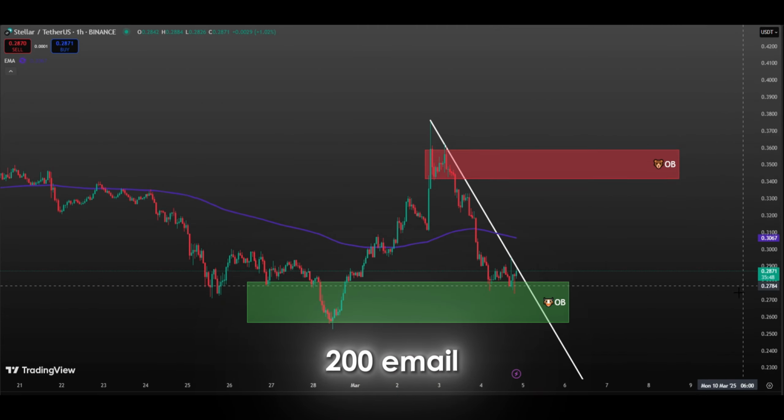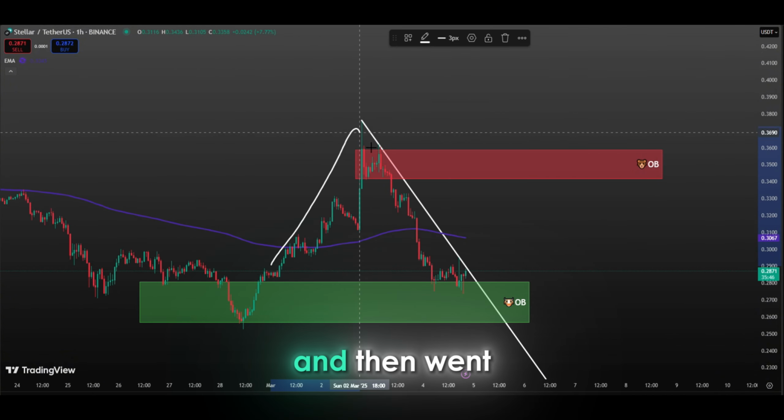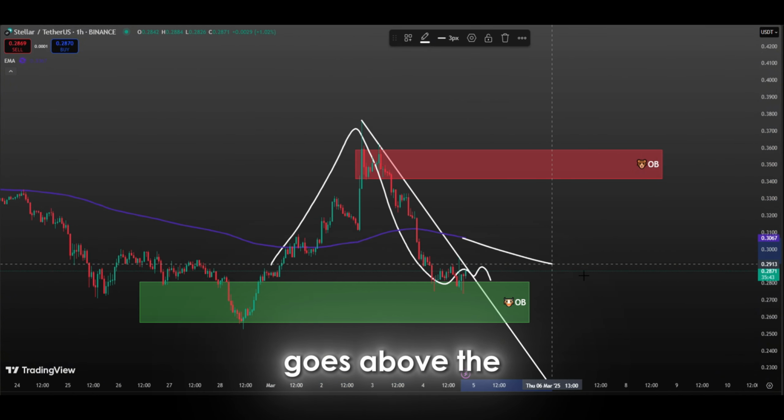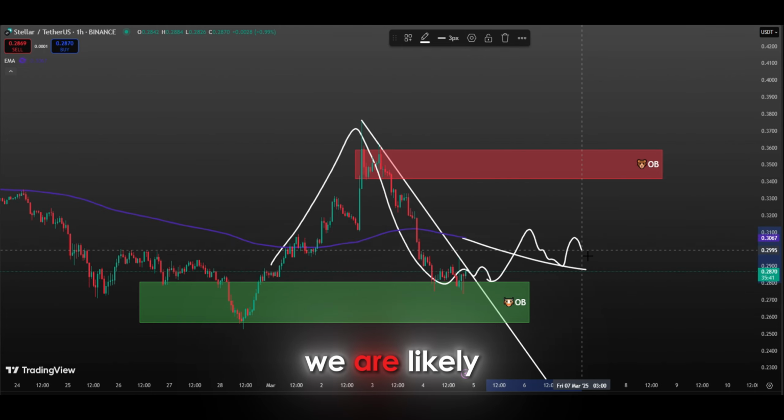And when we look at the 200 EMA, the price went above the 200 EMA and then went back below it. If the price goes above the 200 EMA and can be sustained, we are likely to see a long-term uptrend.